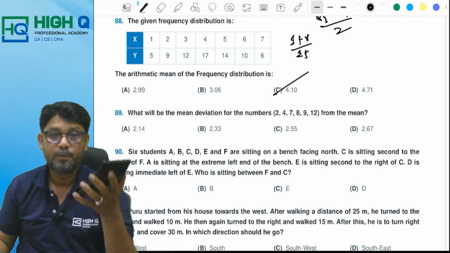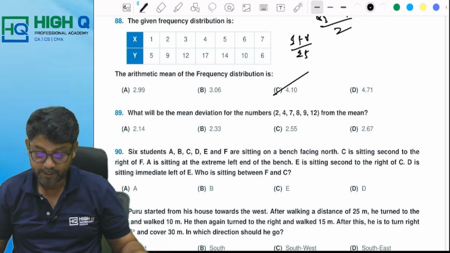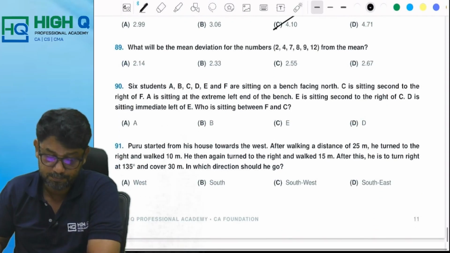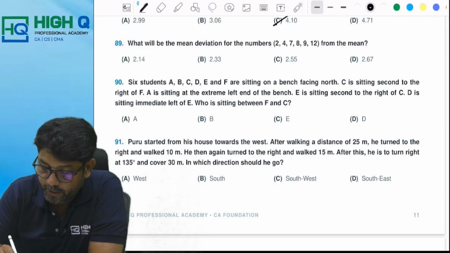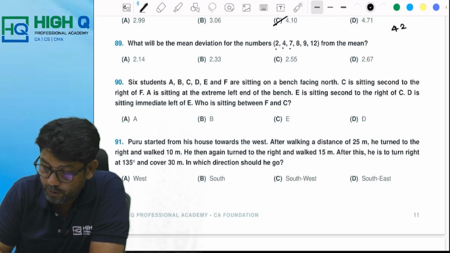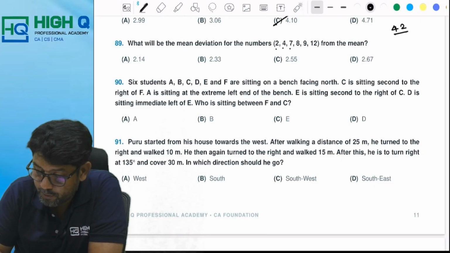That's it. So 4.095, which is equal to 4.10. Option B, C, approximately. Now, what will be the mean deviation for the numbers 2, 4, 7, 8, 9, 12 from the mean? Okay, let me find out the mean value. 2 plus 4 is 6, 13, 13 means 21, 30, 42. 42 divided by number of observations 6, which is equal to 7.